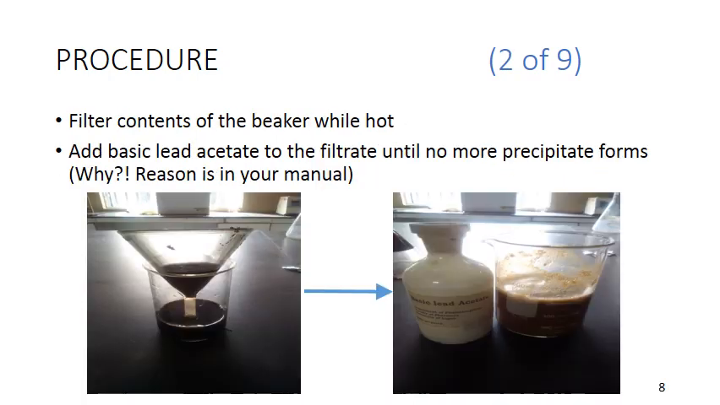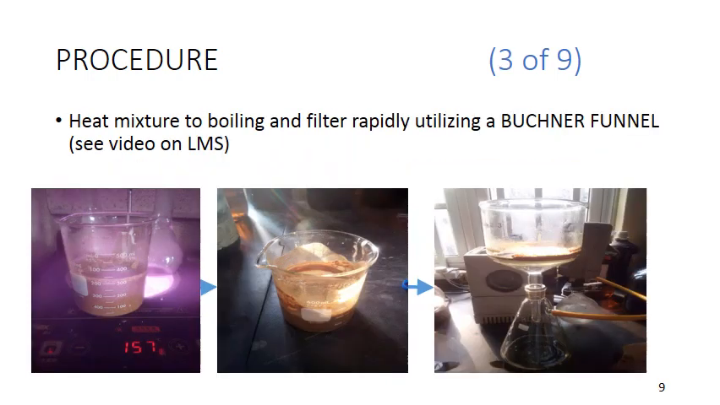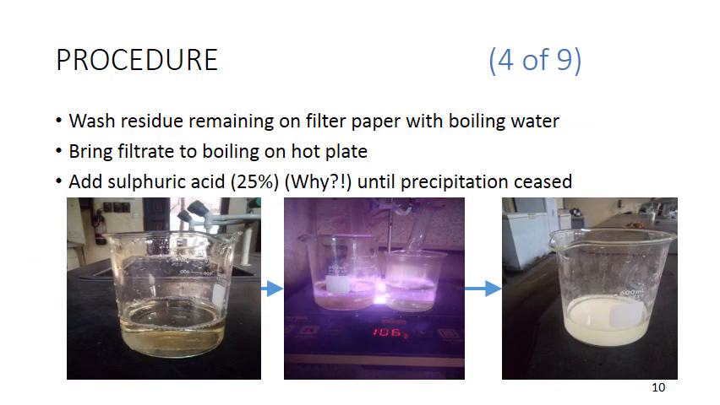Contents of the beaker were now filtered hot. The hot filtrate was mixed with basic lead acetate until no precipitate was formed again. The mixture was then heated to boiling and filtered rapidly using a Buchner funnel setup, as you can see on the slide, and I'll post the video on LMS for you to see and appreciate what I'm talking about. The residue remaining on the filter paper was also washed with boiling water and the filtrate was heated to boiling.